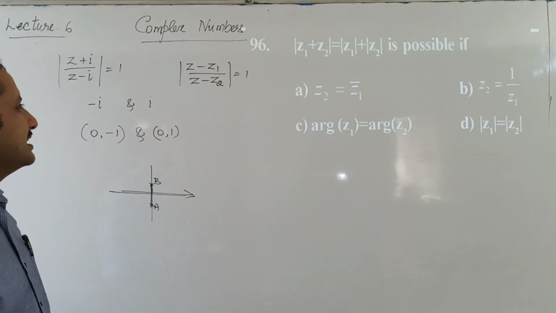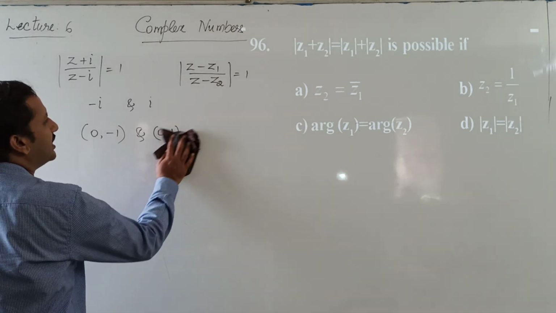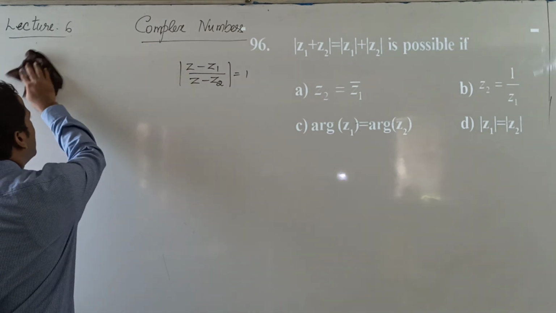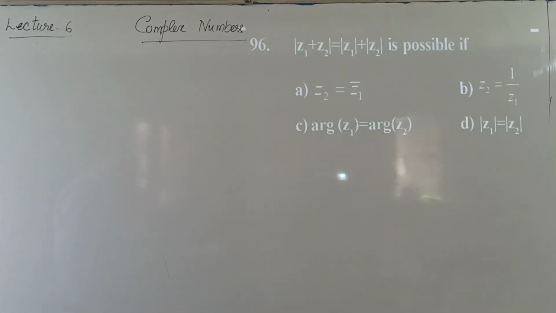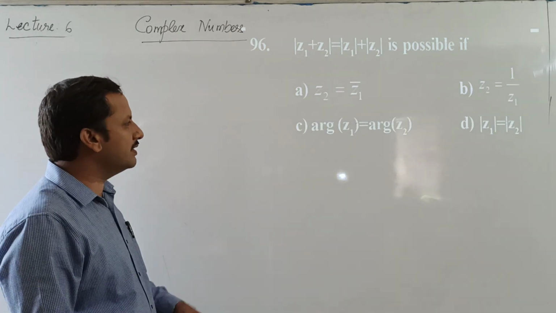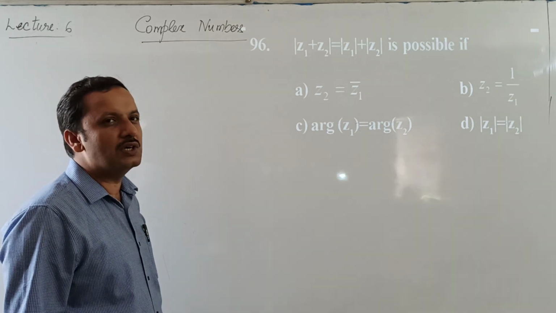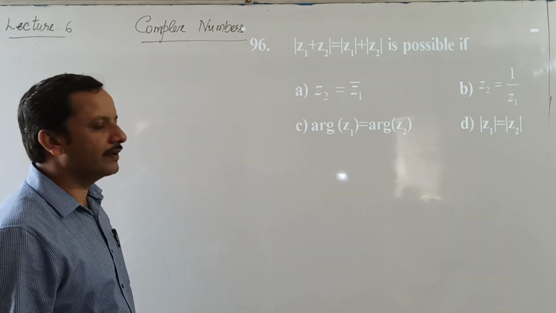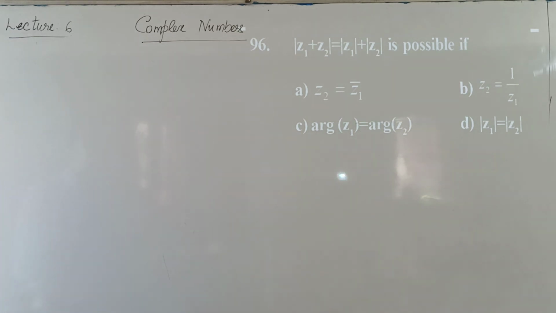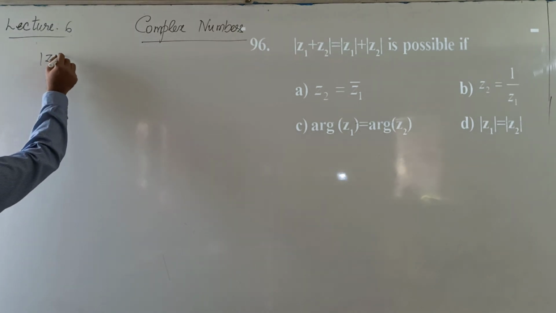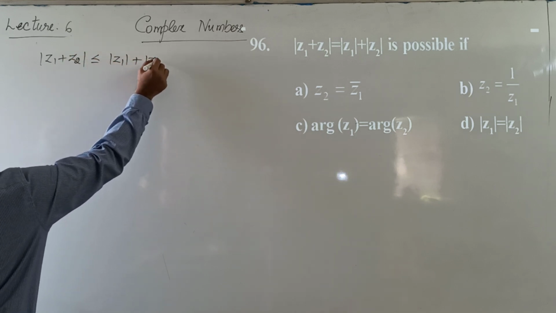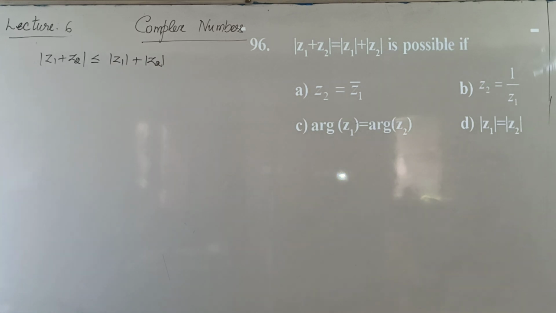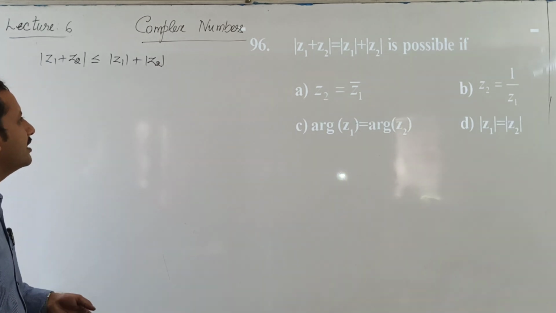Then, 96th question. Modulus of z1 plus z2 is equal to mod z1 plus mod z2 is possible if z2 is equal to z1 bar, z2 equal to 1 by z1, argument of z1 equal to argument of z2, mod z1 equal to mod z2. Okay. This requires some explanation. See, in general, modulus of z1 plus z2 is always less than or equal to mod z1 plus mod z2. So, in some special cases, mod z1 plus z2 will be equal to mod z1 plus mod z2. So, when it is true, let us see.